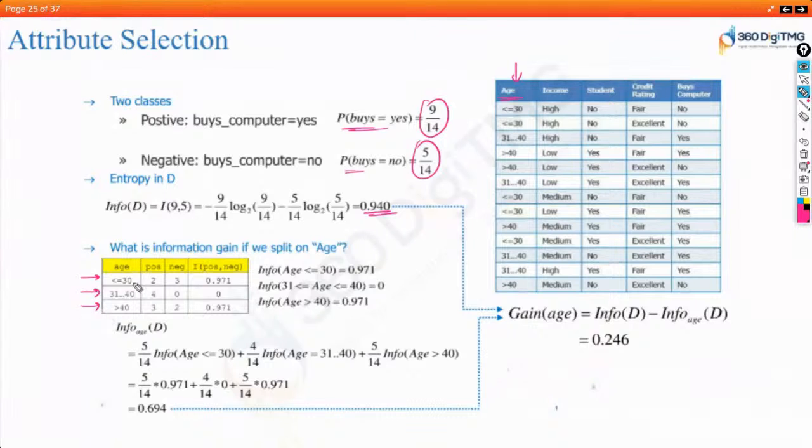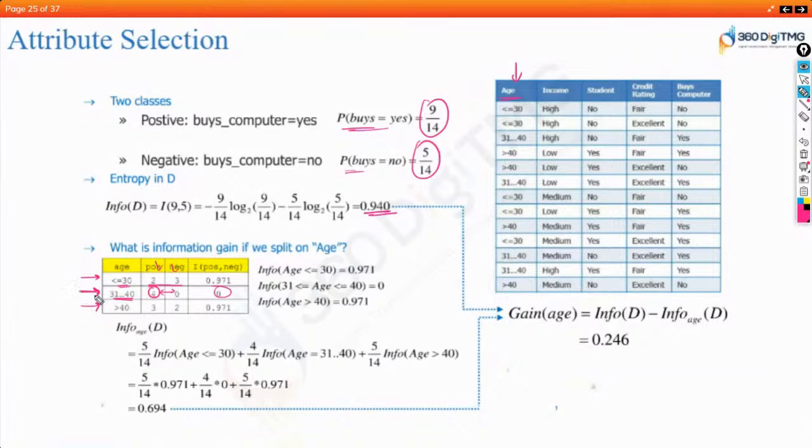If you see here, for the less than or equal to 30 data set, we have 5 values falling under that category. And there is a variation here: 2 of them are purchasing, 3 of them are not purchasing. But if you look at 31 to 40, there is no variation at all. All the values are purchasing only. All the customers are purchasing. So because there is no variation, the entropy that you're going to get is 0.